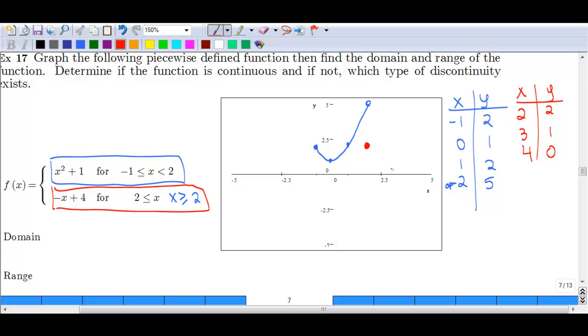At 3, we are at 1. And at 4, we are at 0. And in this case, we can draw the arrow off because it's greater than or equal to, so it's all points, whereas this one was confined to just a specific range.